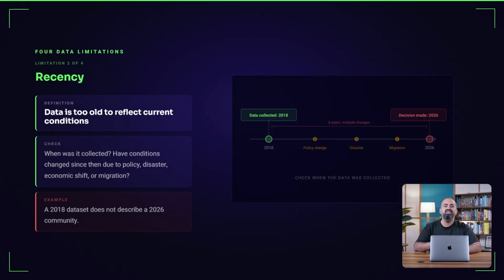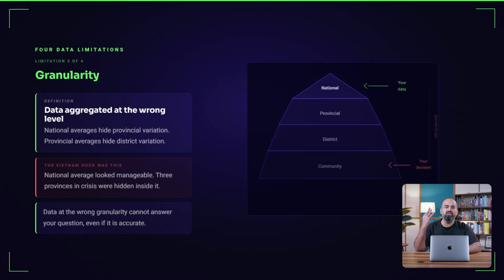Limitation 2. Recency. Data ages. A 2018 dataset describes 2018 conditions. If conditions have changed since then due to a policy change, disasters, economic shifts, or migration, data may no longer represent reality.